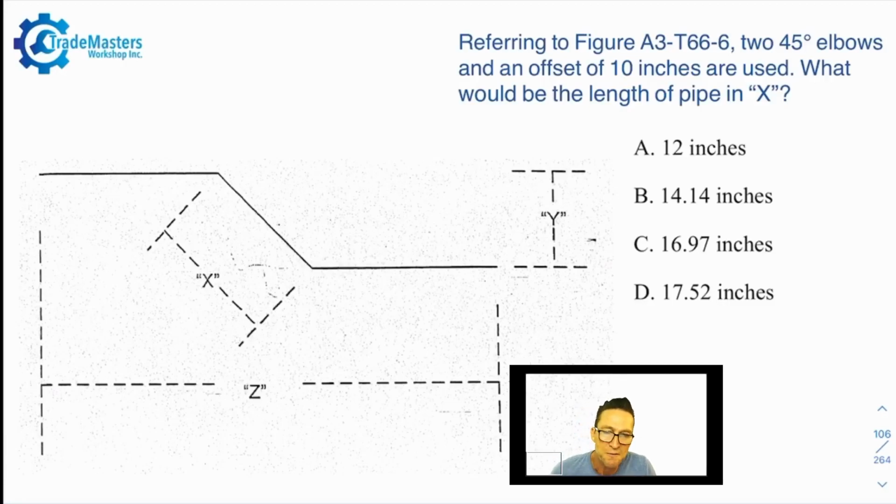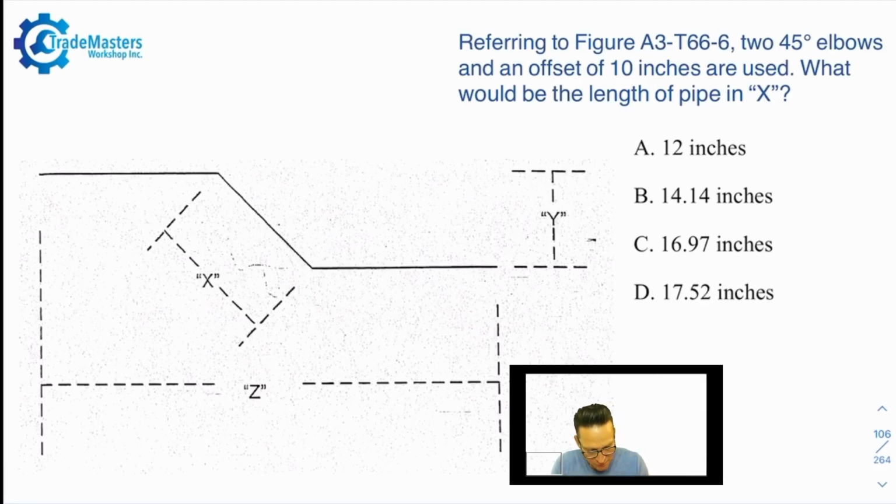All right, referring to this figure, A3T66-6 in your book, and the figure you see in this slide, there are two 45-degree elbows and an offset of 10 inches used to set up some piping. The question is, what would be the length of pipe X?